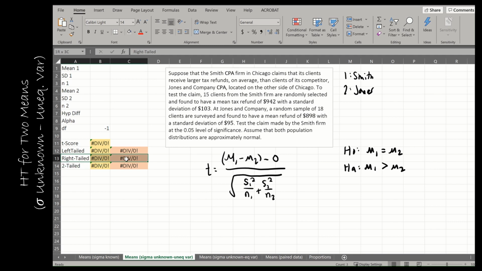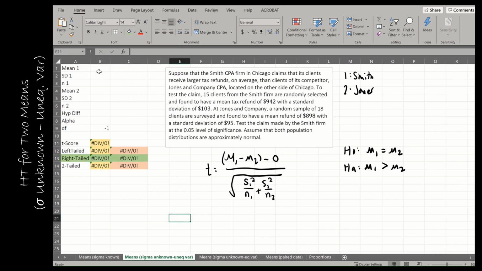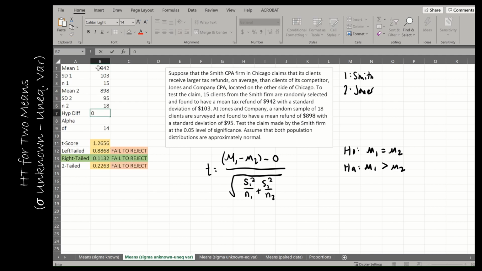And that's going to tell me that this is the value that I'm going to be looking for. So again, it's always important to know what it is that you're looking for. The mean for my first set, which is Smith's sample, is that there were 15 clients who had a tax refund of $942 with a standard deviation of 103, and again that was 15 clients. And then for Jones and Company, a random sample of 18 clients had a mean refund of $898, standard deviation of 95, and that was 18 clients. I'm assuming they are the same, so the hypothesized difference is 0, and alpha is 0.05. And then notice it's already calculated my degrees of freedom, which is 14, which is the smaller of 15 minus 1 and 18 minus 1.